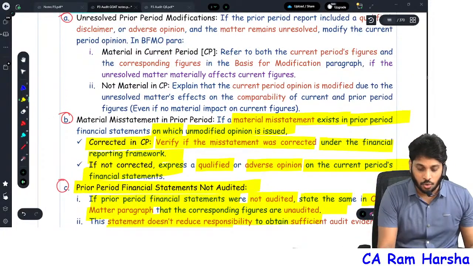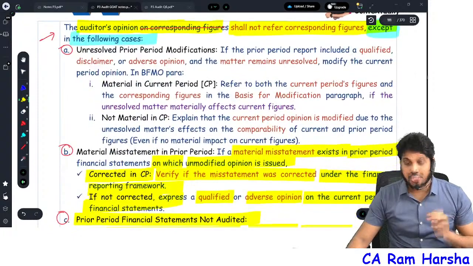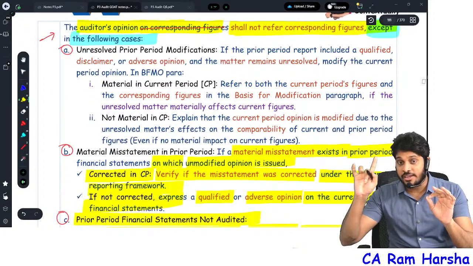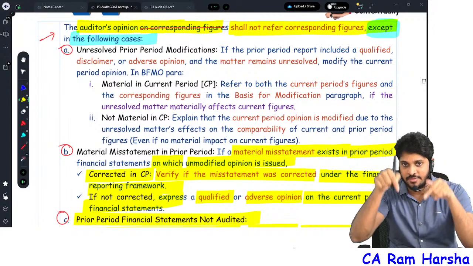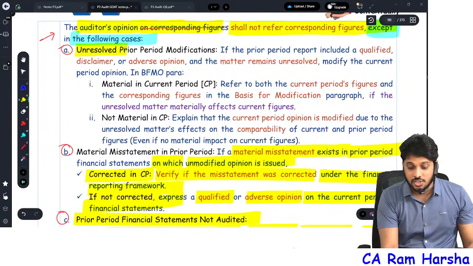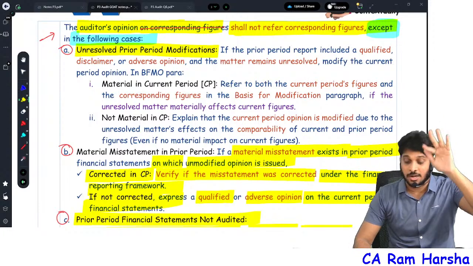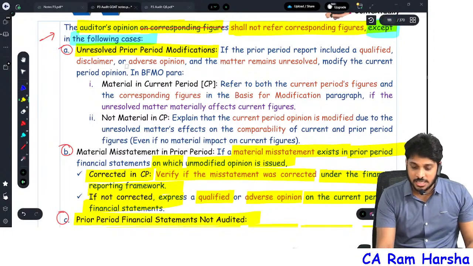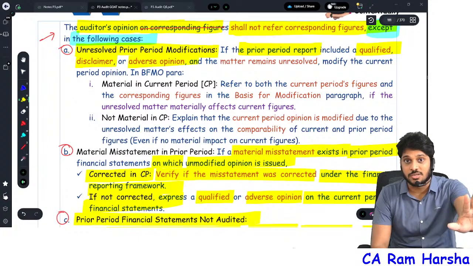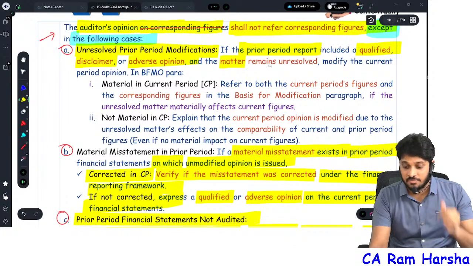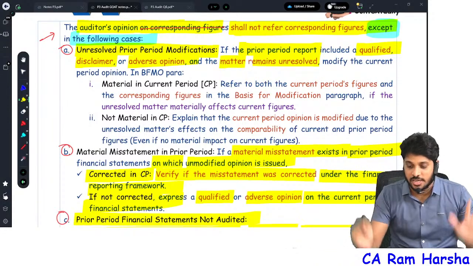Fourth scenario, where corresponding figures, opening balance, and comparative information related matters will be covered in our current year audit report. Unresolved prior period modification. What does it mean? The prior period auditor gave a qualified opinion, disclaimer or adverse opinion, and the reason remained unresolved in the current period. The same reason is continued in the current period.